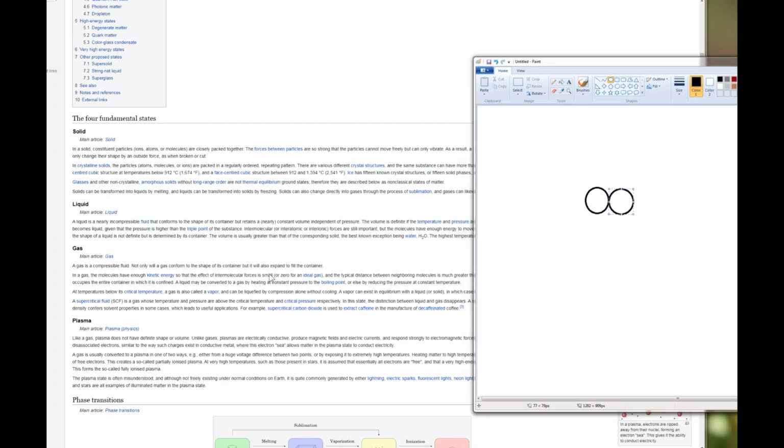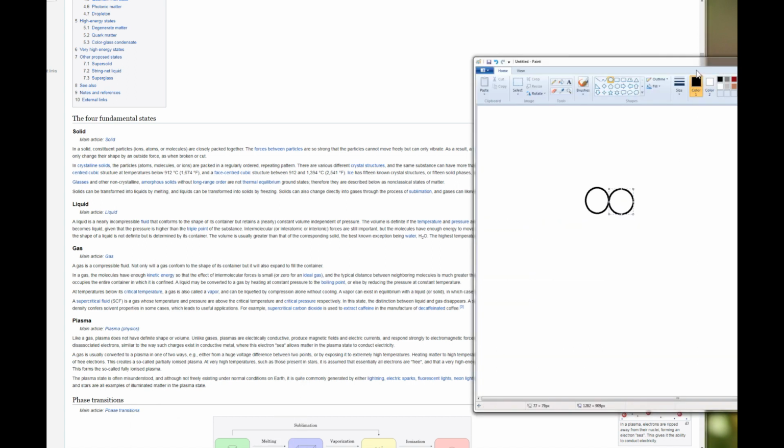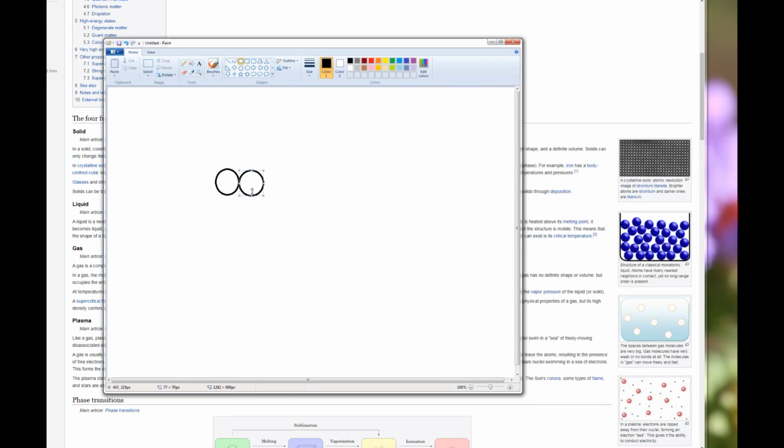So if we look at the liquid description here, it says a liquid is a nearly incompressible fluid that conforms to the shape of its container but retains a constant volume independent of pressure. Let's see. When a solid is heated above its melting point, it becomes a liquid. So what's happening is the energy keeps getting added to a solid, the forces are broken, and the molecules or atoms, while continuing to touch each other, will move around freely.